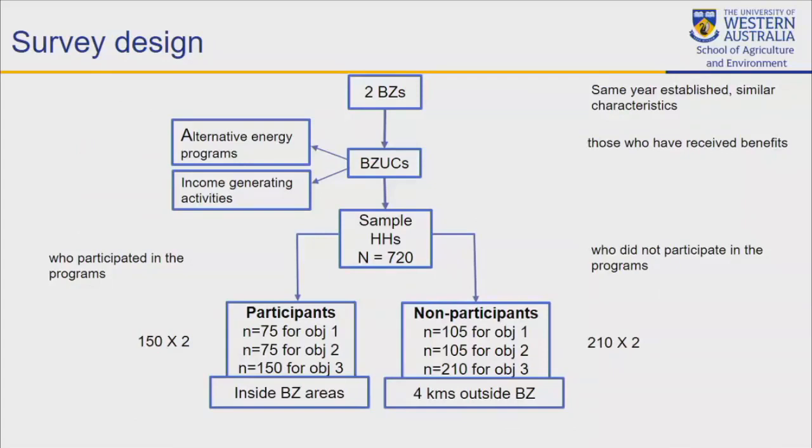We will use multi-stage stratified random sampling to select sample households. Firstly, two national parks with buffer zone areas established in the same year and that share similar geographical, biophysical and climatic characteristics are purposely selected. Then the buffer zone user committees that have received benefits in terms of the alternative energy program and income generating activities will be selected, and then the sample households will be selected from the list of households who have received benefits from these programs.